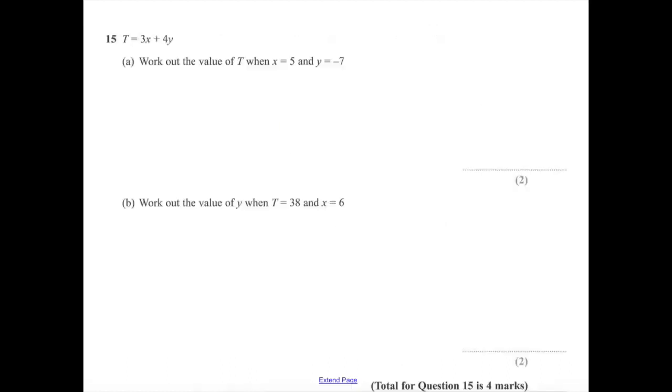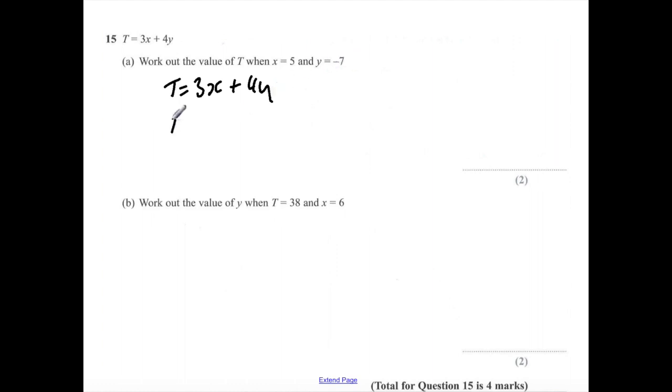Question 15. T equals 3x plus 4y. A. Work out the value of t when x equals 5 and y equals minus 7. So this question involves substitution. So all I'm going to do is substitute the values given to us in this question into this equation. So we have t is equal to 3x plus 4y. Now when x is equal to 5, I'm going to plug it back into this equation. And when y equals minus 7, plug it back into the equation.